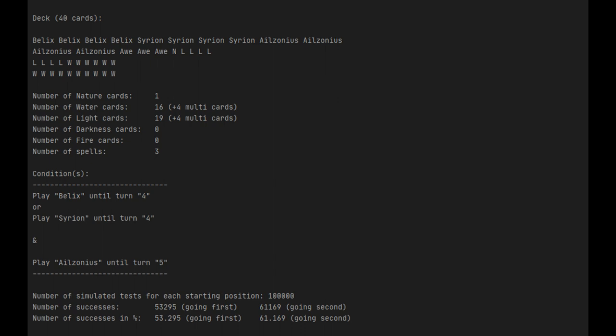When you win the die roll, you go first. So yeah, three spells only decrease the odds by 1.5%.